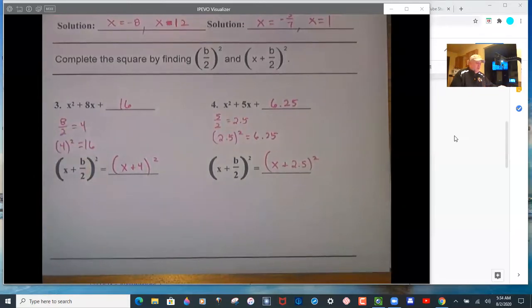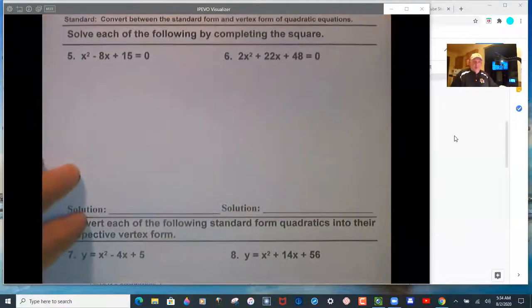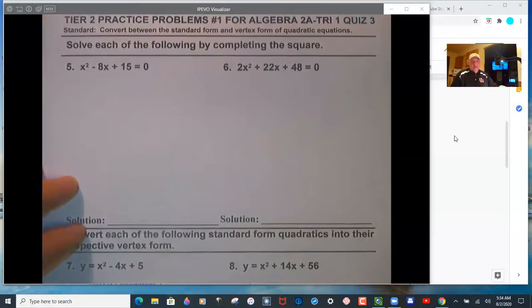Okay, and the next page begins your work with completing the square. So again, I'm putting half of these on the quiz just because this is a lot to do, but you need to practice a lot to get ready for the quiz.